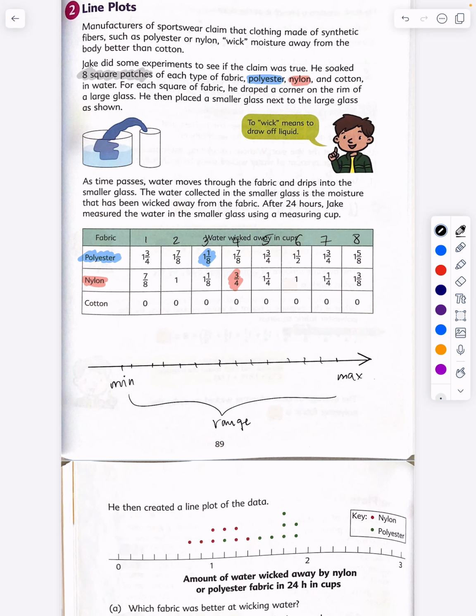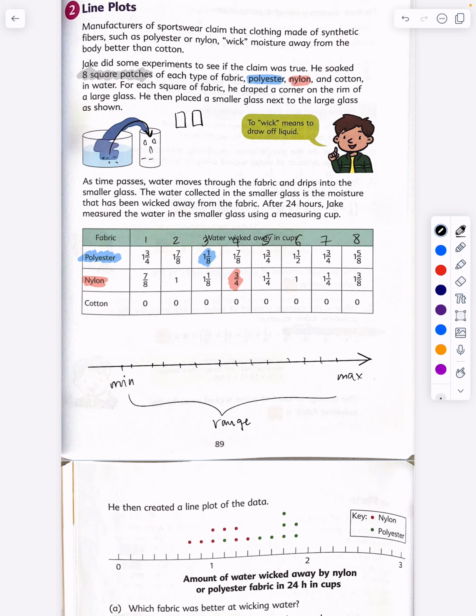Jake did some experiments to see if that was true. He soaked 8 square patches. So he created these little 8 patches of fabric of polyester and nylon and cotton and submerged them in water. And for each square, he draped it over a little cup and left it there overnight.